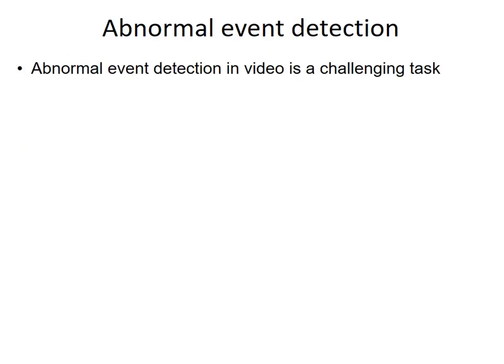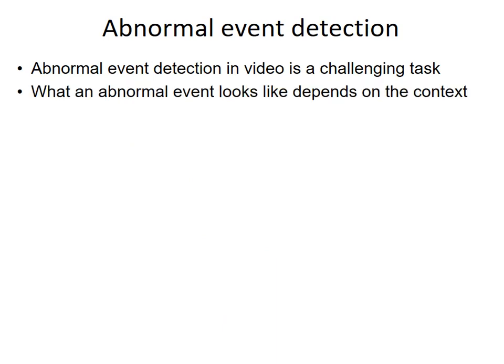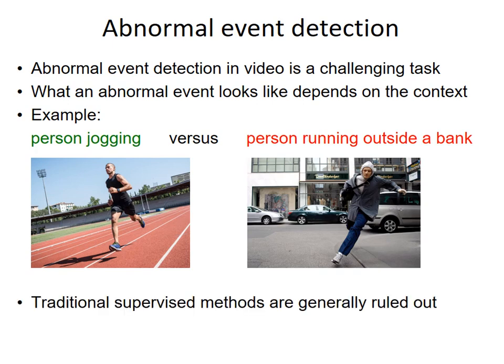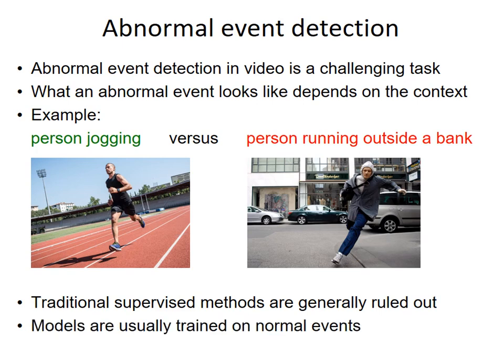Abnormal event detection in video is a challenging task because abnormal events are rare and depend on the context. Here is an example with a person running in a sports arena, which is normal, and a person running outside the bank, which is abnormal. Since abnormal events are scarce and hard to collect, supervised methods are generally ruled out. Therefore, models are usually trained on normal events.